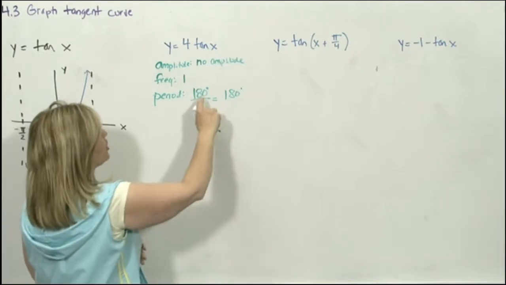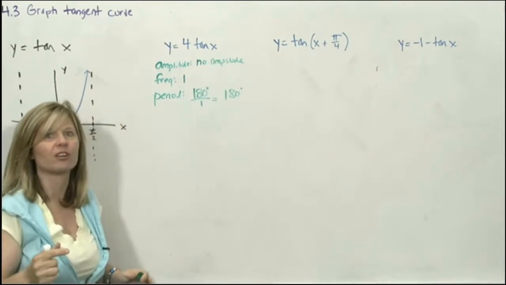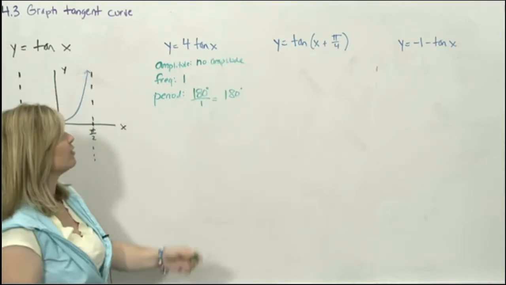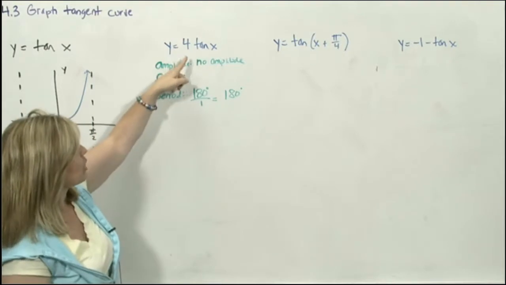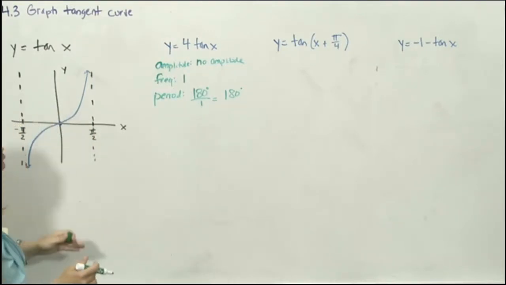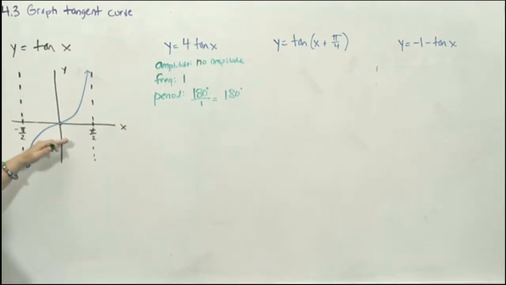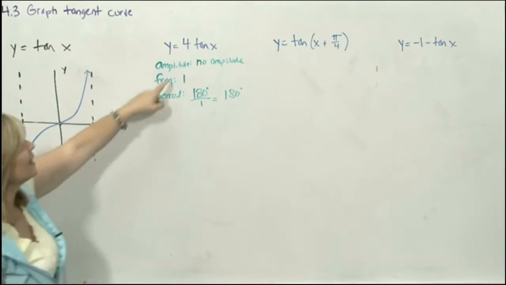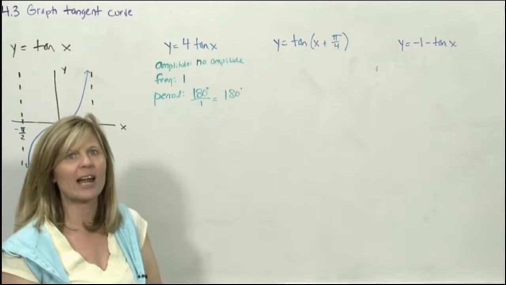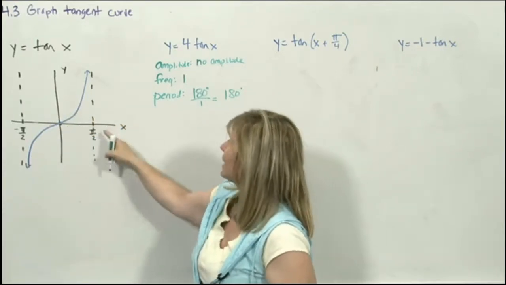Do we have a phase shift? Nothing is being added or subtracted to our angle, so we have no phase shift. Do we have a vertical shift? Nothing is being added or subtracted to the whole expression, so no shifting. So guys, this graph of 4 tangent x is going to look exactly like this graph of the parent, because nothing changed. Putting that 4 there, you're going to say, well, change the height, but we have no height. So this graph is going to look exactly like this.